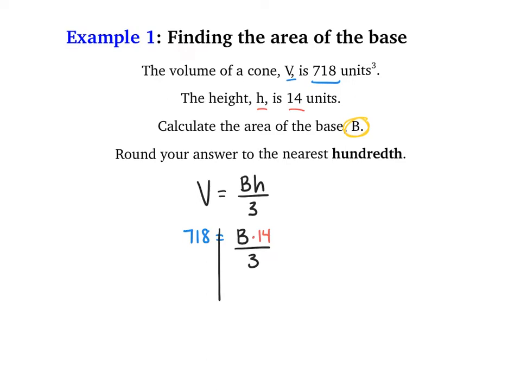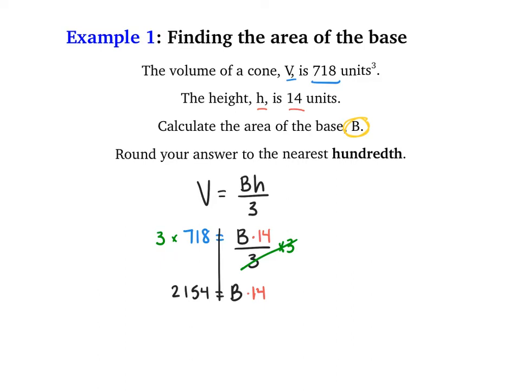The very first thing I have to get rid of is the divided by 3. To do that, I'm just going to multiply each side by 3. That would cancel, leaving me with B times 14. And over on the other side, I'm going to be doing 718 times 3. For that, I get 2,154.